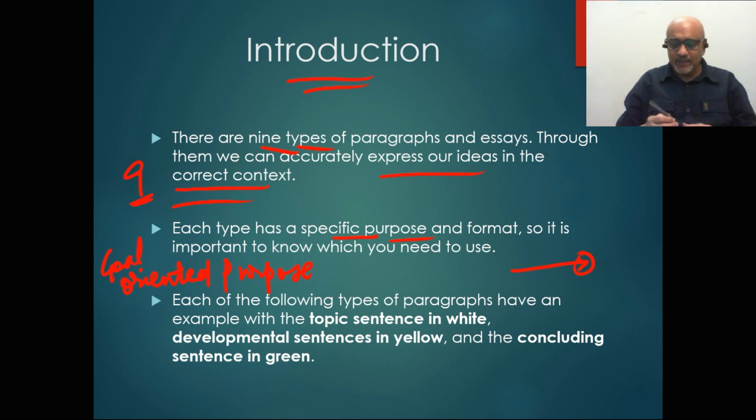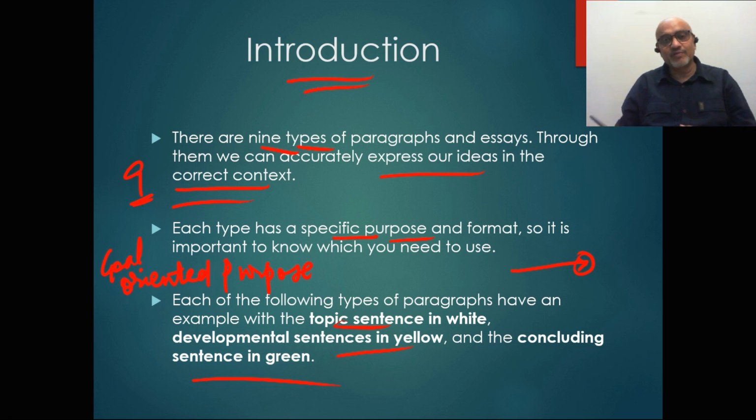Every type of paragraph that we are going to talk about has a topic sentence. The topic sentence is the sentence at the beginning of the paragraph, which tells you what the paragraph is all about. And then it will have developmental sentences which will develop the idea of the topic. And then we will have the concluding part.